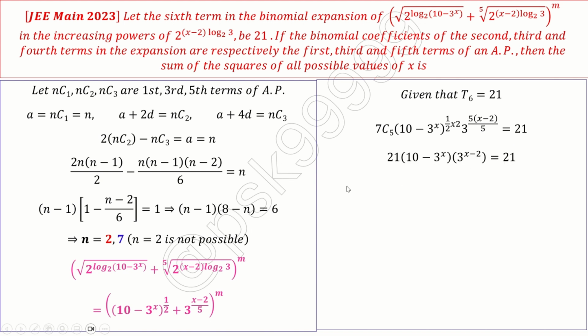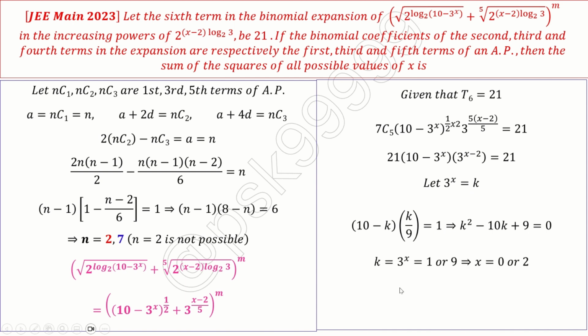Now it's just a matter of simplification. Now to solve this one, very simple. You call 3 to the power of x some constant, some variable, say k. Once 3 to the power of x is k, assume, then it is a very simple equation. 10 minus k into k by 9 equals 1, or k square minus 10k plus 9 equals 0. So k, you will get two values, correct? K equal to 3 to the power of x, which is 1 or 9. So x is 0 or 2, correct?